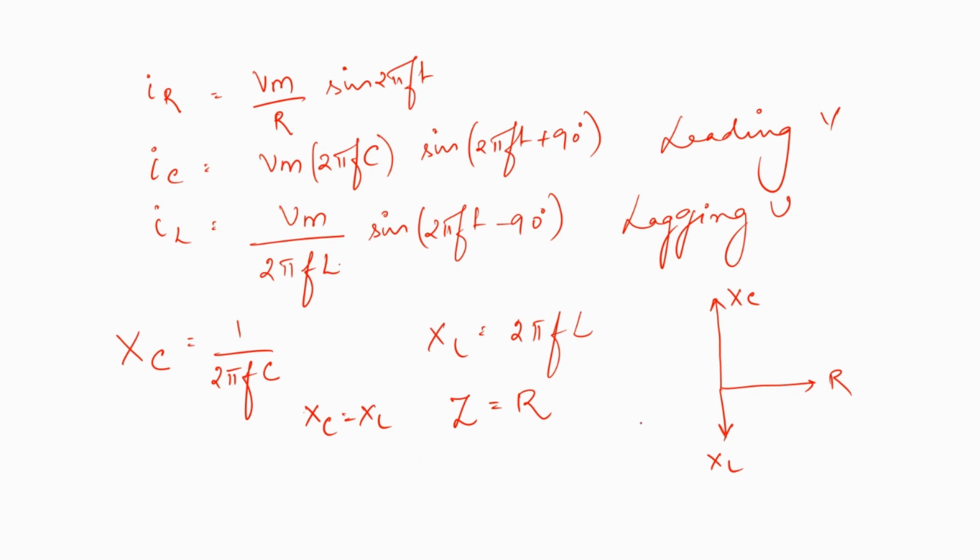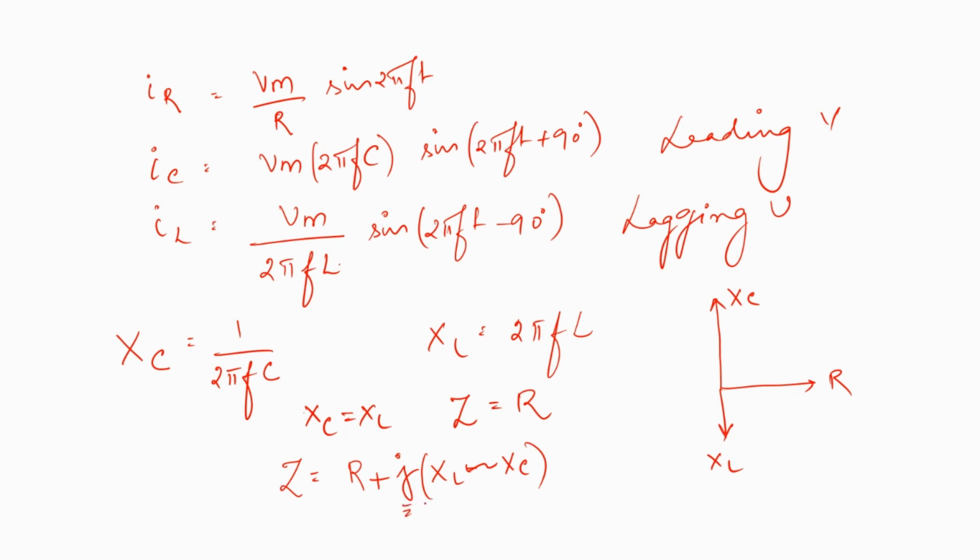The next case is when they are not equal. So either XC is going to be greater than XL or XL is going to be greater than XC. So that is going to affect the phasor of the current. Whether the current is going to lead or lag depends on whether the circuit is more capacitive or more inductive. So in either case, I can represent Z as R plus j times XL minus XC, the difference between XL and XC, whichever is greater.